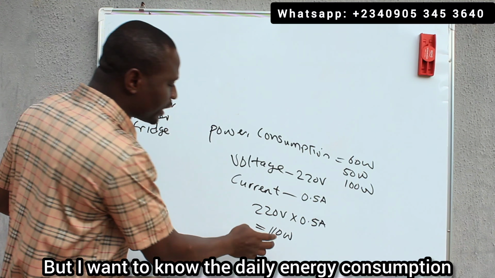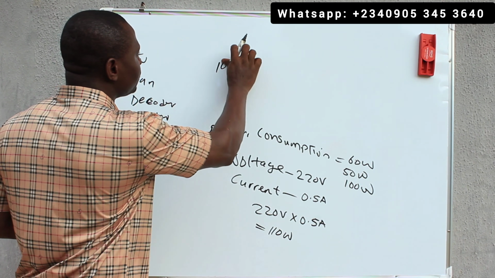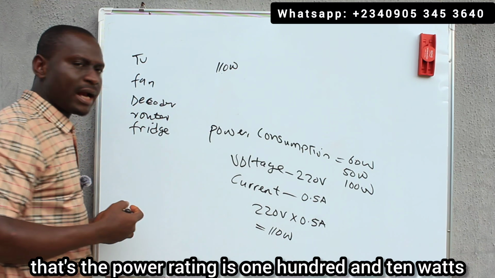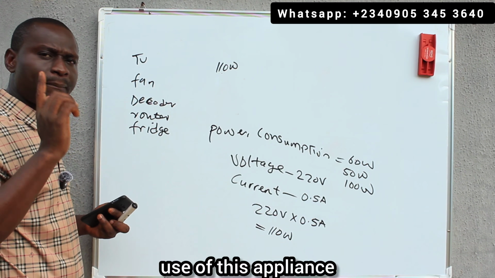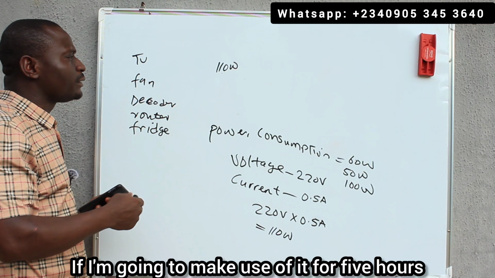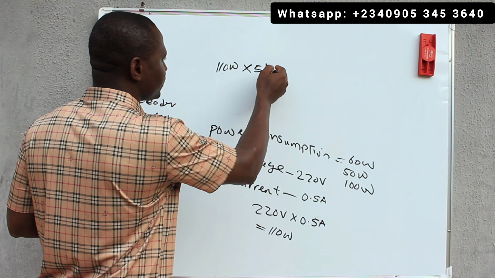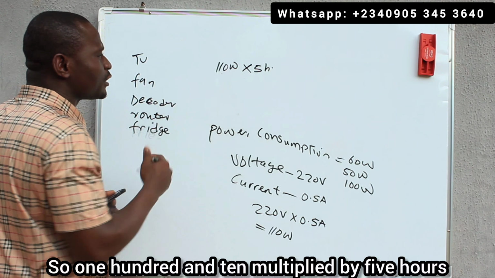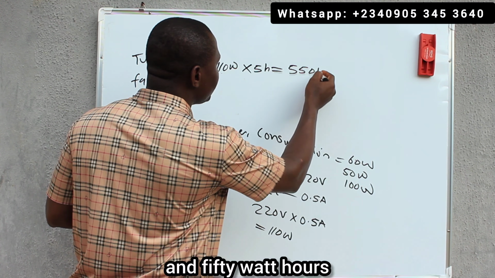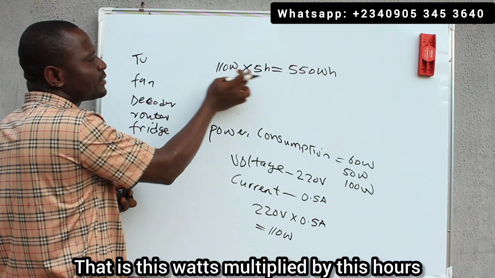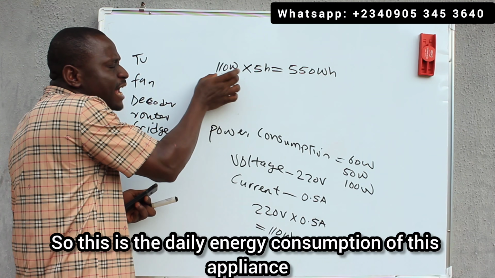But I want to know the daily energy consumption of this appliance. So if the power rating is 110 watts, I then ask myself, how many hours per day am I going to make use of this appliance? If I'm going to use it for 5 hours, I multiply this by 5 hours. So 110 multiplied by 5 hours will give me 550 watt hours. That is the watts multiplied by the hours. So you have watt hours. This is the daily energy consumption of this appliance.